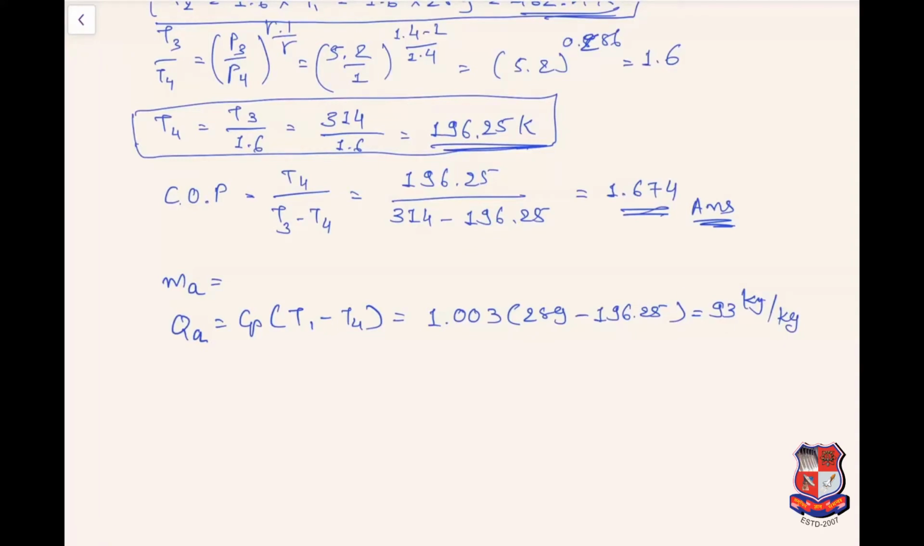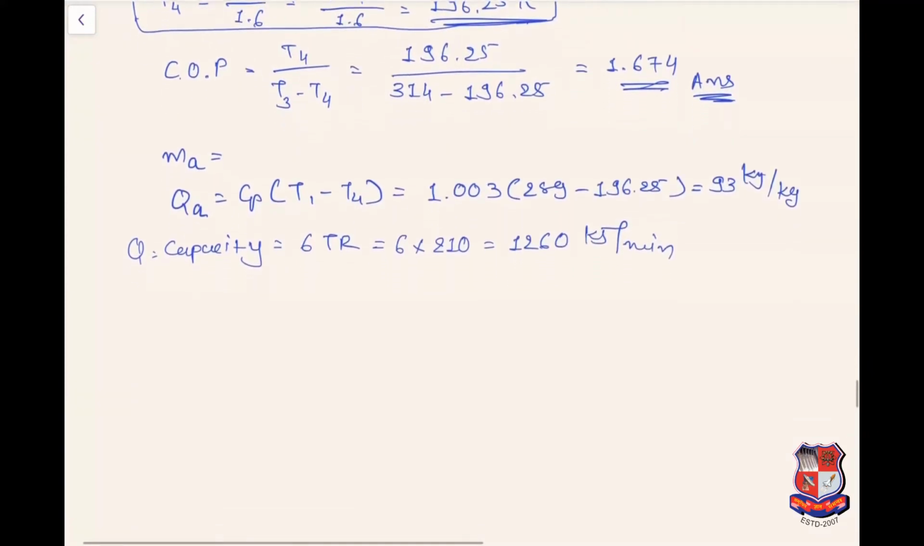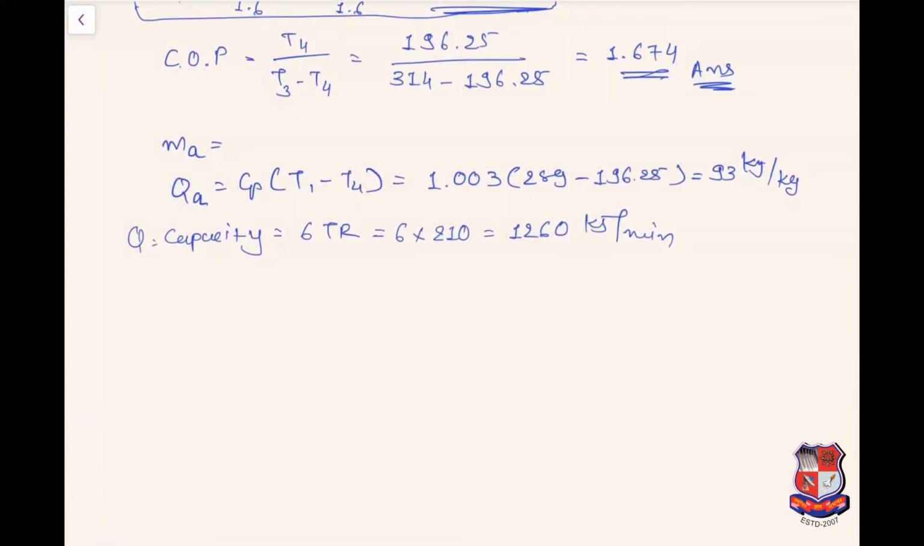Now total capacity. Our refrigerator has a total capacity of 6 TR, that is Q. So 6 into 210, that is equal to 1260 kilojoule per minute. Now if we divide this capacity Q with QA, then we will get the MA.